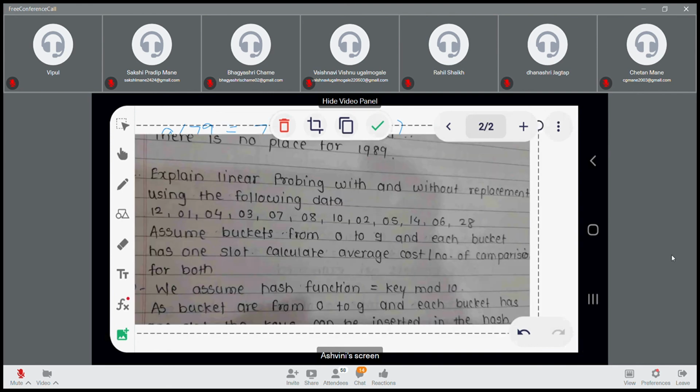Please note down the example. Explain linear probing with and without replacement using the following data: 12, 1, 4, 3, 7, 8, 10, 2, 5, 14, 6, 28. And you need to assume the bucket size from 0 to 9. Each bucket has one slot. So calculate the average cost per number of comparisons for both. Okay, so just try to solve the first part, that is, try to put this data by using linear probing with and without replacement.